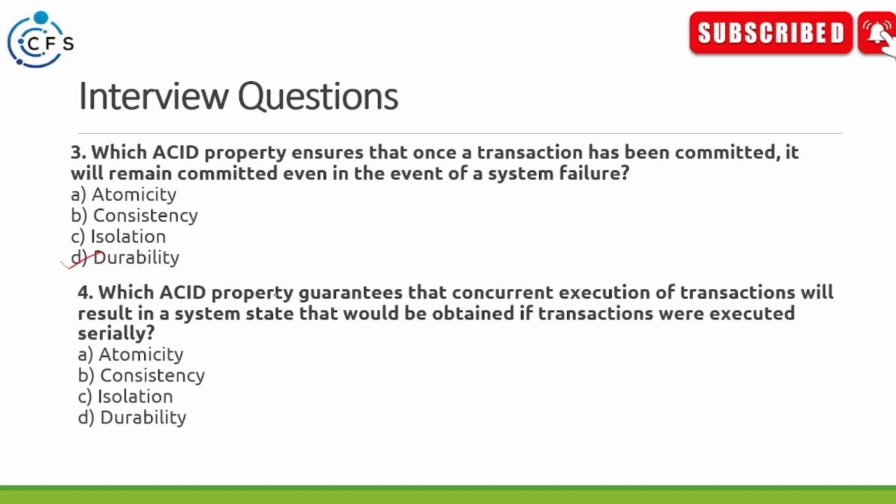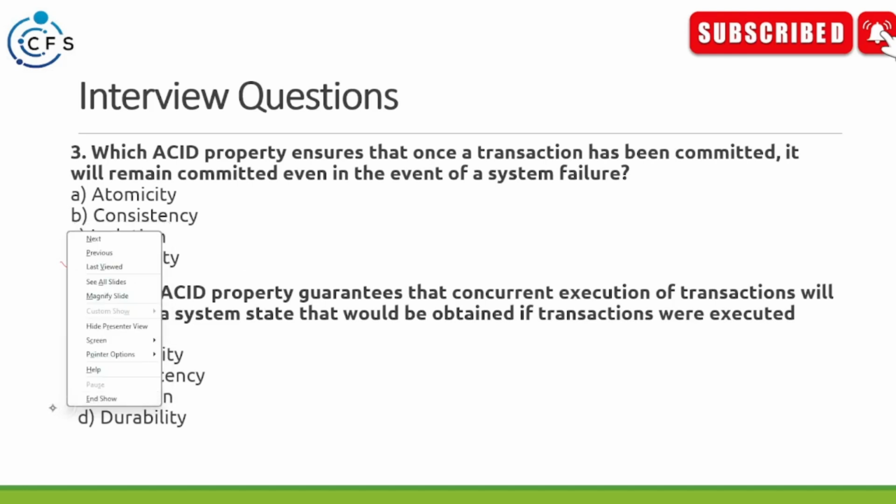Fourth one: which ACID property guarantees that concurrent execution of transactions will result in a system state that would be obtained if the transactions were executed serially? Here our answer is isolation. So with isolation we can make sure of it.